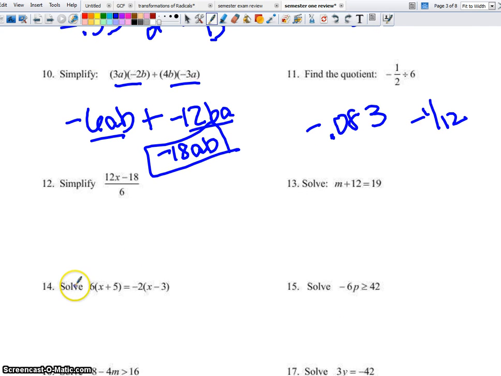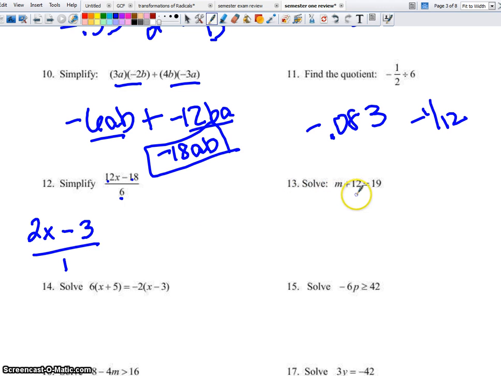Number 12 wants you to simplify. In order to simplify, all three numbers must divide by the same thing. These will all divide by 6. So 12 divided by 6 gives you 2x, minus 18 divided by 6 gives you 3, all over 6 divided by 6 is 1.